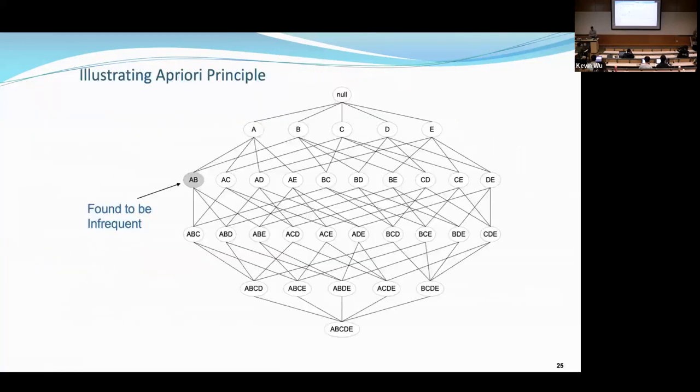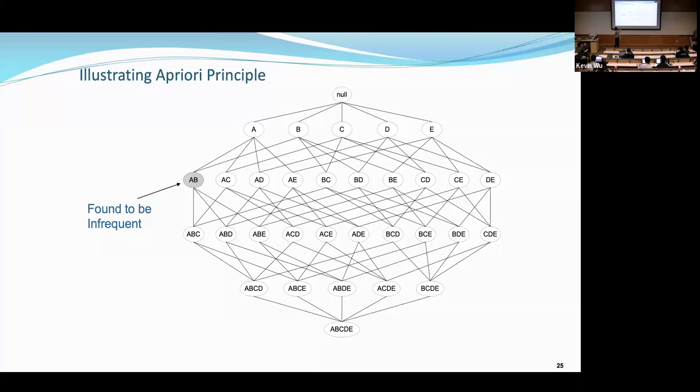So here is an illustration. The idea of the Apriori algorithm is that, given this lattice of all possible item sets, intuitively what the algorithm needs to do is explore this lattice, considering every item set and checking the support count to see whether they are frequent or not. That's intuitively what we need to do. But Apriori wants to make this more efficient by applying the Apriori property.